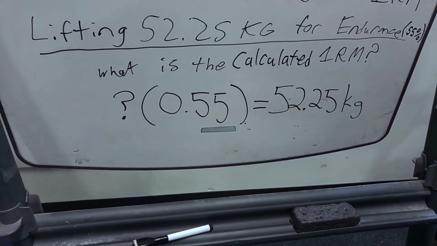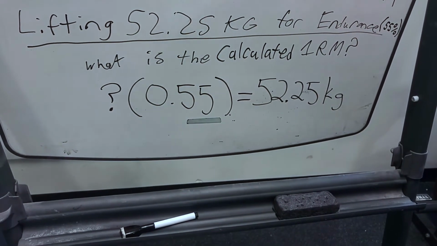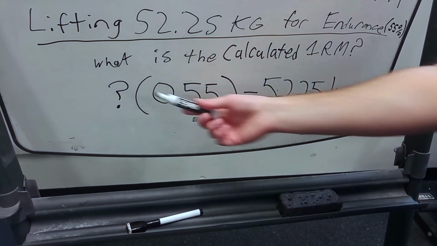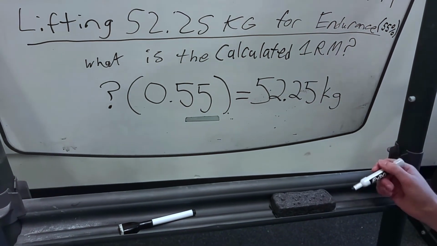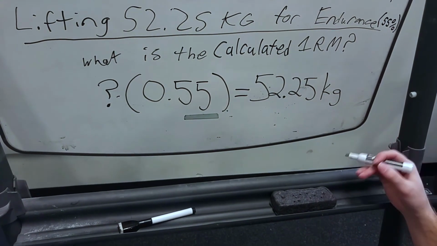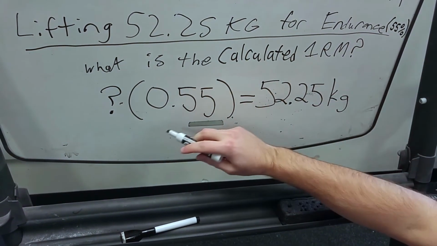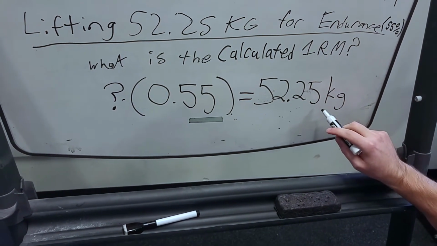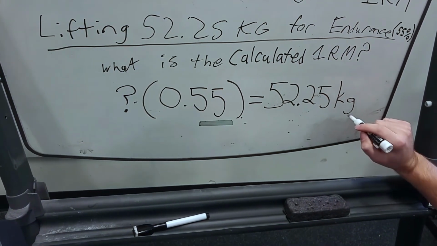So let's say our example athlete is lifting 52.25 kilograms for endurance. Now remember that's 55% of our 1 rep maximum. Now, we don't know the 1 rep maximum, but can we figure it out? We got a couple of variables here. We got our unknown, which is the 1 rep maximum, which we're trying to figure out. Now we know that 55%, since it's endurance, so multiplied by 0.55, gives us the weight that they're currently lifting at 52.25 kilograms. Now, in order to work backwards, we need to divide this number by 0.55.